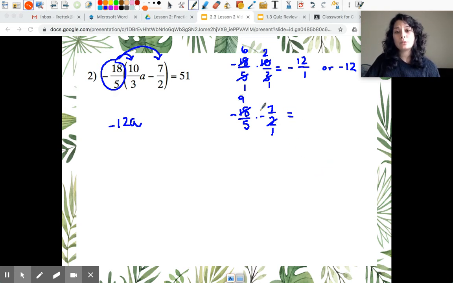And now I can multiply. Negative times negative is going to give me a positive. 9 times 7 is going to give me 63. 5 times 1 gives me 5. So since it's a positive, I'll need to write that this is plus 63 over 5. And I just bring down my equal 51.